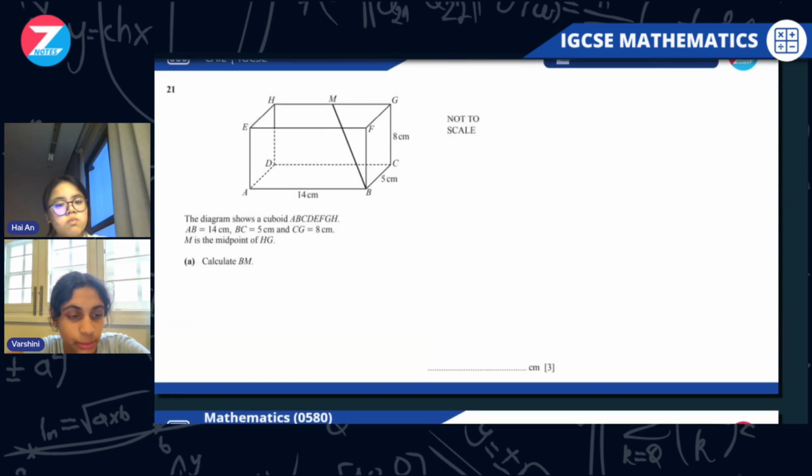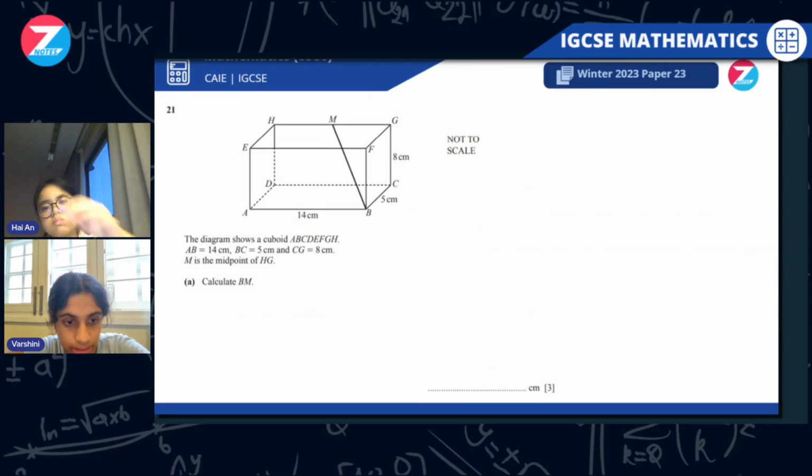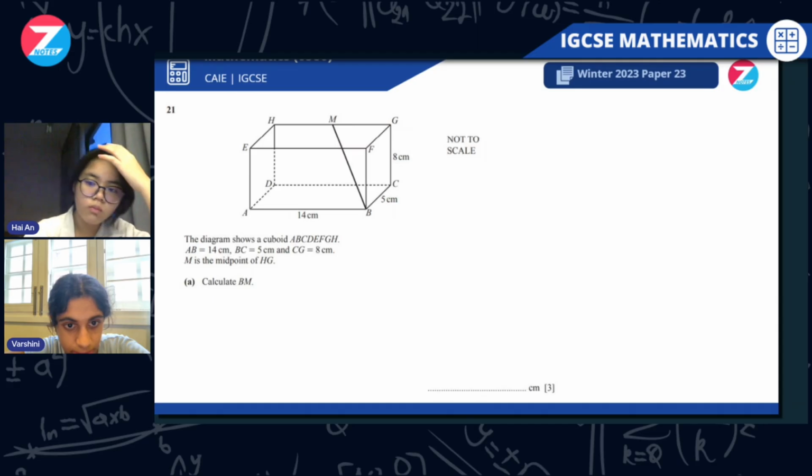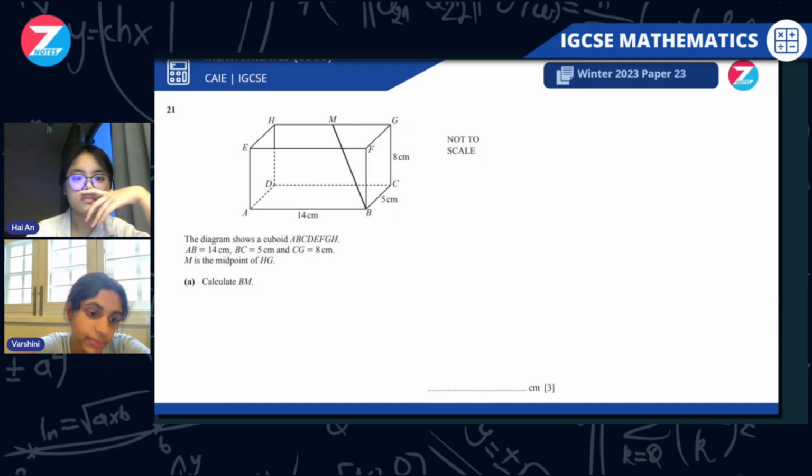Okay, question 21. It's a cuboid ABCDEFGH, and AB equals 14, BC equals 5, CG equals 8, and M is the midpoint of HG. So this is the midpoint. Okay, calculate BM. So they want us to calculate this length.